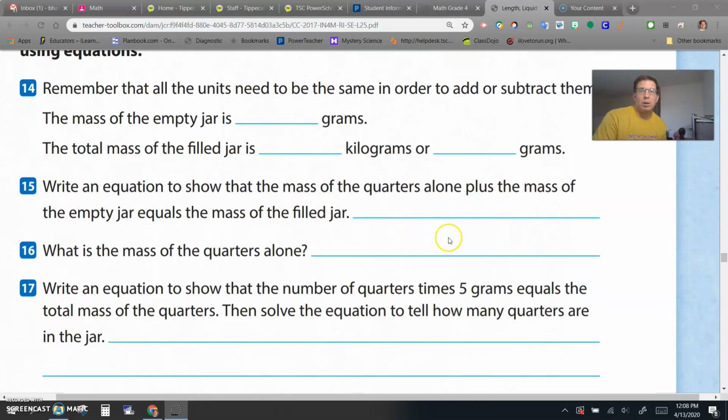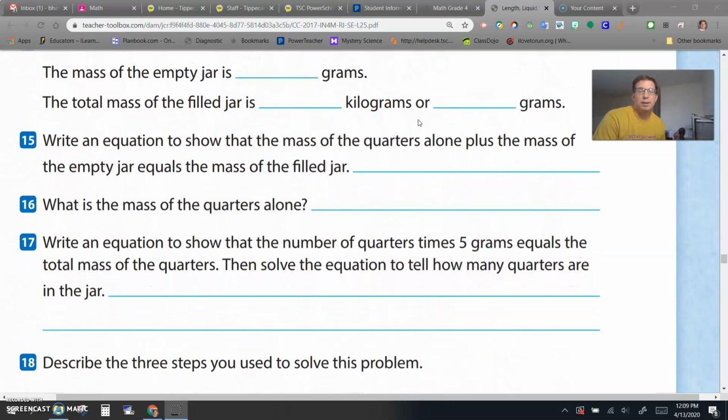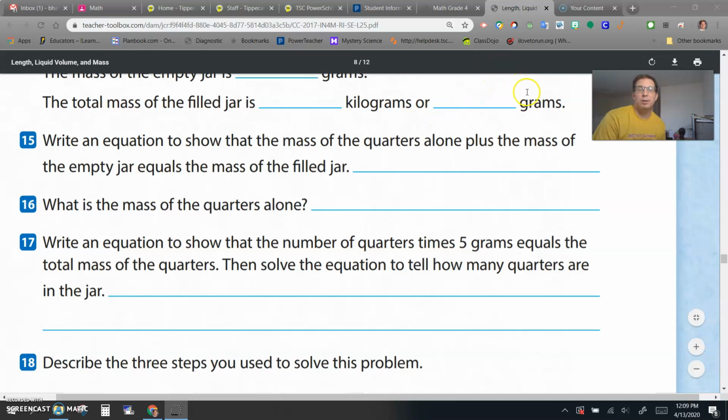So remember that all units need to be the same, like we've been doing the last 2 weeks. So the mass of the empty jar is blank grams. Go ahead and fill that in. 900 grams. Total mass of the jar filled is how many kilograms? 2 kilograms, and there are 1,000 grams in 1 kilogram. So it'd be 2,000 total grams you should put in that blank there.